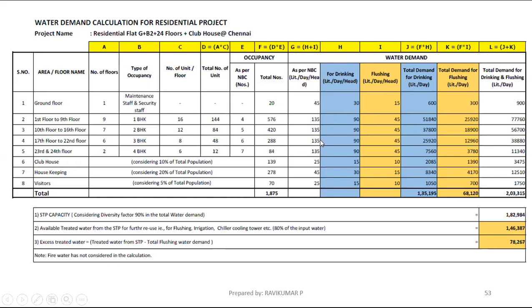For the people, you have to consider 135 liter per day each. You have to consider the same thing: 90 for domestic and 45 for flushing. So in the same way you have to calculate like this only.